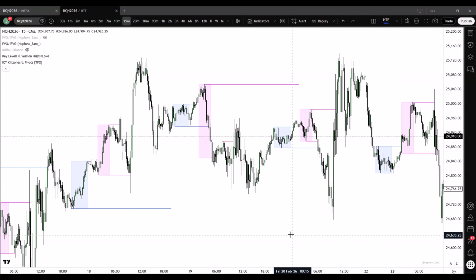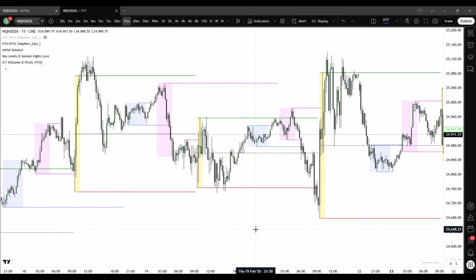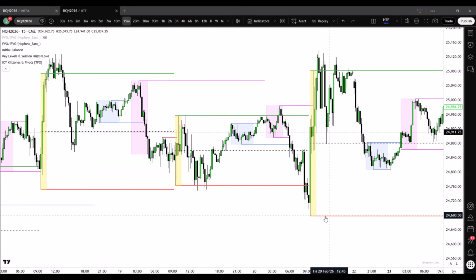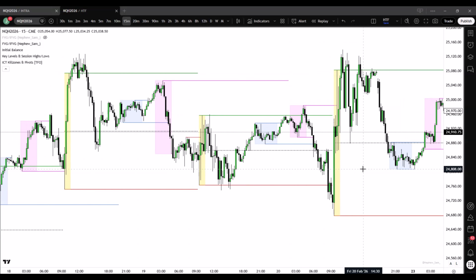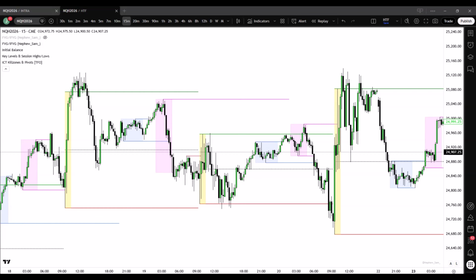If you're looking at this area right here, this is the opening of the market. I'm going to put the initial balance tool on here just so you can see. The initial balance is the first hour of trading of each trading day. To highlight it a little easier, we're going to look at this trading day. So what are the few things that we're looking for? Number one, we need a liquidity sweep.